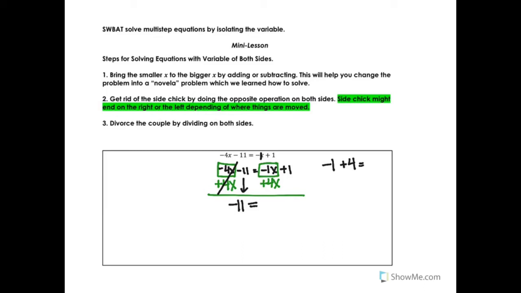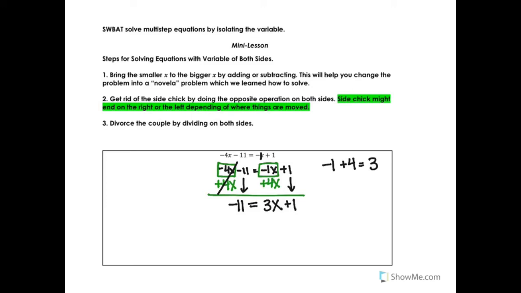And when I do that, that's going to give me positive 3. So negative 1x plus 4x is positive 3x. And then this plus 1 that I have here and I haven't touched, again comes down here. So now I have negative 11 is equal to 3x plus 1.